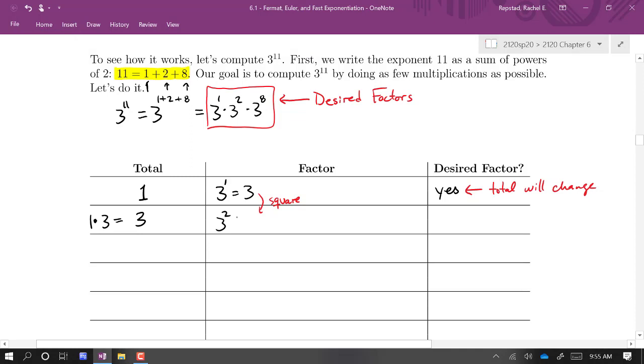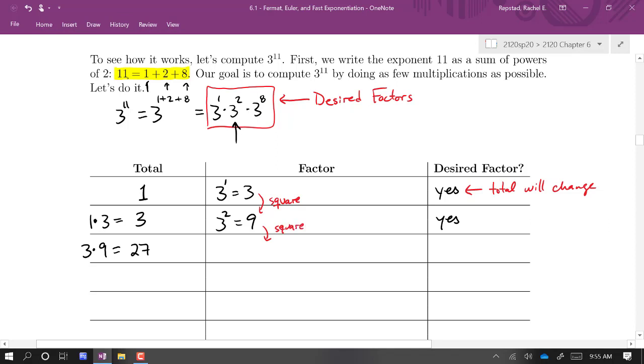So this is 3 squared, which is 9. 3 squared is a desired factor, so we're going to change the total. I'm going to take what the total currently is, multiply it by the desired factor, and we get 27. Next, we get our new factor, always by squaring it.